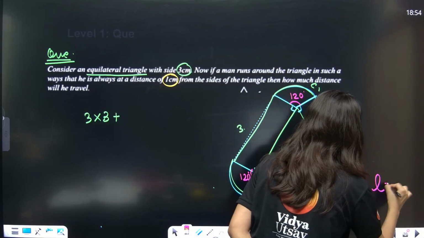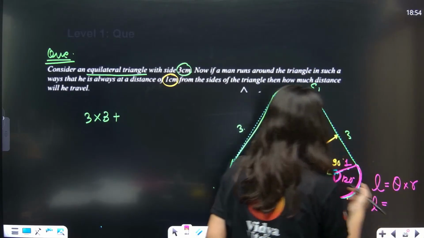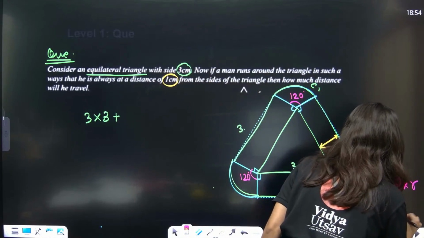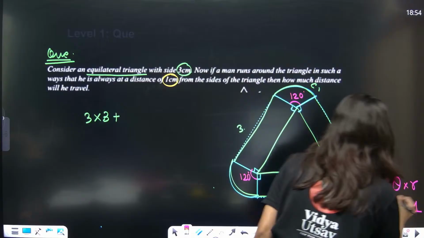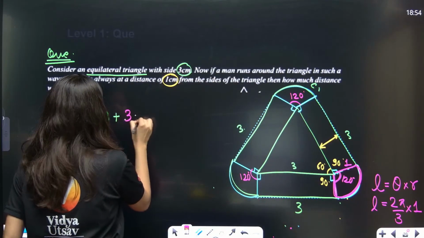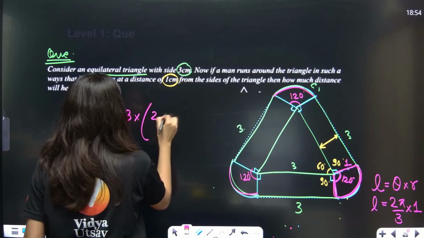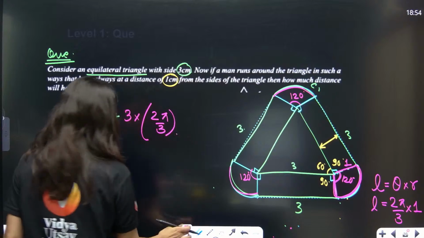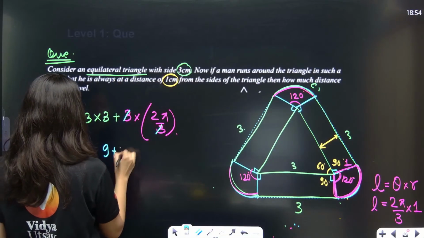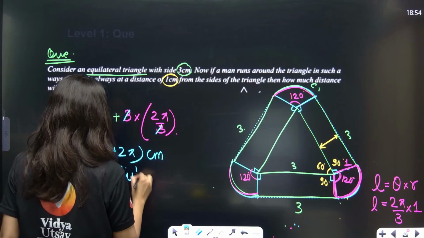So length of arc is equal to theta into r. Theta is 120 degree, which is 2 pi by 3, we just remember it, into radius 1. So 2 pi by 3 is the length of the arc. So 3 times, because 3 mini circles are there, 3 times 2 pi by 3. Eventually 3 cancels. So 9 plus 2 pi centimeter is the distance he traveled.